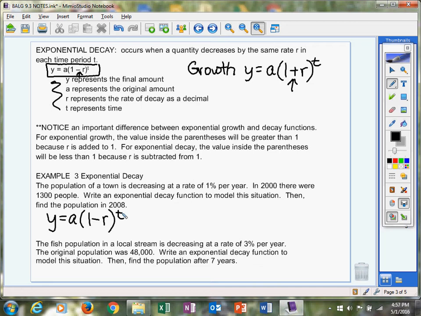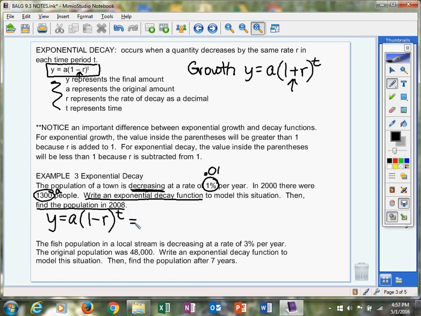All right, so the population of a town is decreasing, so that's key, decreasing at a rate of 1%, okay? We're going to remind ourselves we need the decimal form of that number, so we'll go ahead and change it to 0.01. In the year 2000, there were 1,300 people. So that's important because that's your starting amount. Write an exponential decay function to model this situation. So that's what we're going to do first. And then we'll actually calculate the population in the year 2008.